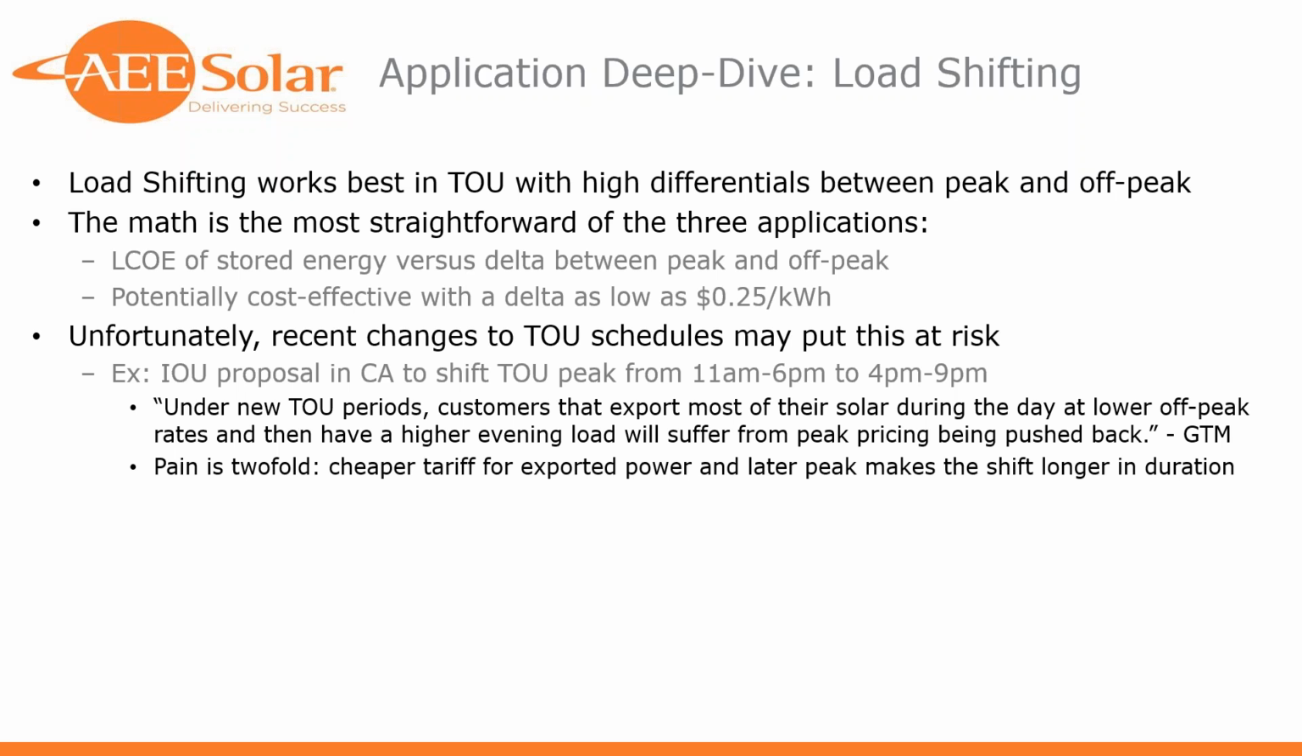If you are trying to do energy arbitrage here and do some load shifting where you're moving load from peak to off peak, potentially you've got another 3 hours you've got to wait to get into that off peak. So your needs are potentially higher. You've got to reserve more of that production every day to storage, getting your loads out of that window. And the pain here is twofold. So cheaper tariff for exported power, and the later peak again makes the shift longer in duration. So more energy you're having to carry.